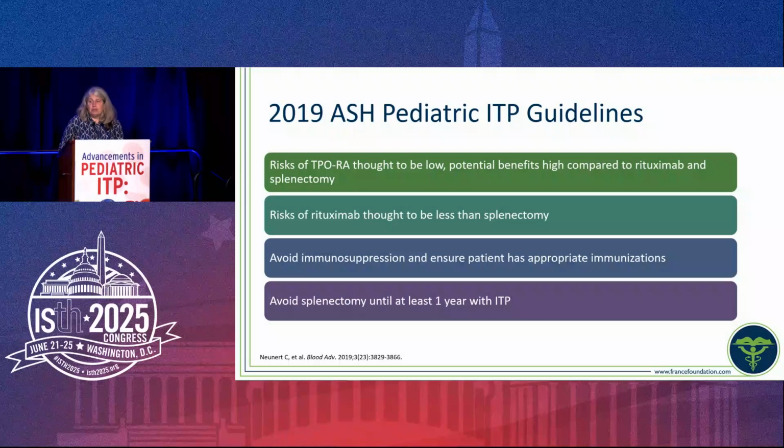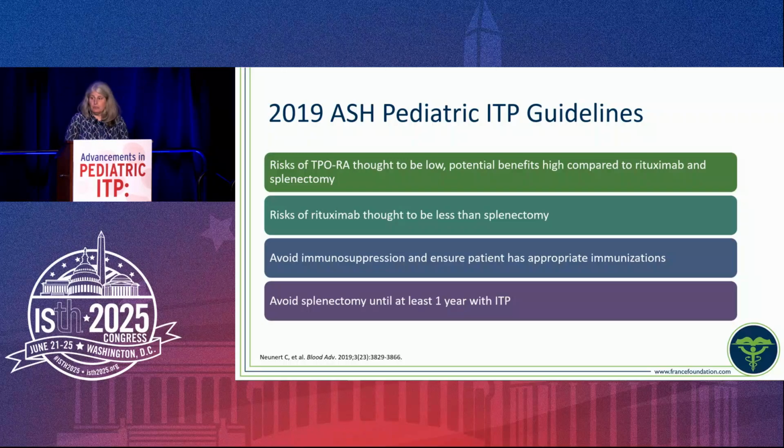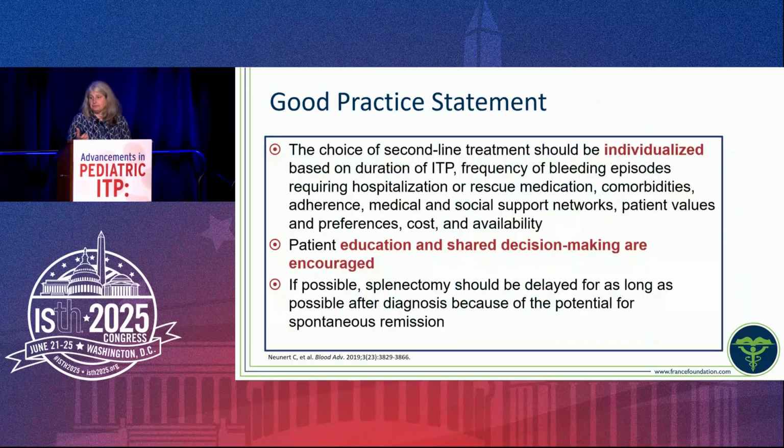But it was felt that the risk of TPORAs is thought to be low and potential benefits high compared to rituximab and splenectomy. The risk of rituximab was thought to be less than that of splenectomy, but there was a desire to avoid immunosuppression overall in this population, and then also recognizing the need for long-term management strategies post-splenectomy as well, and appropriate immunizations. And there really was a push both in the ASH guidelines and in the international consensus document to avoid splenectomy until at least a year of disease.